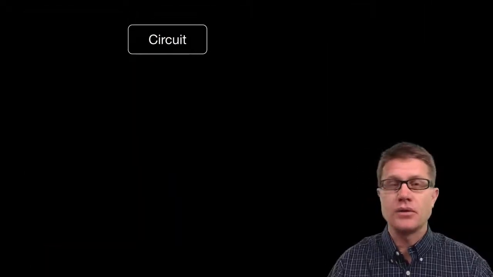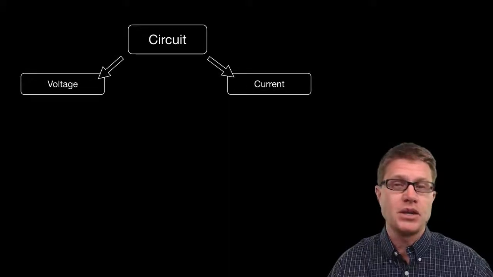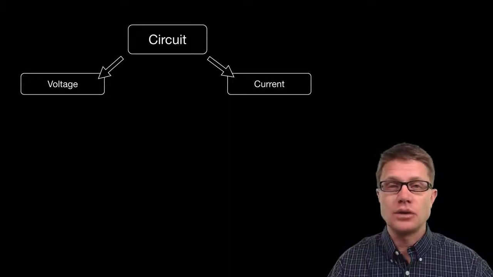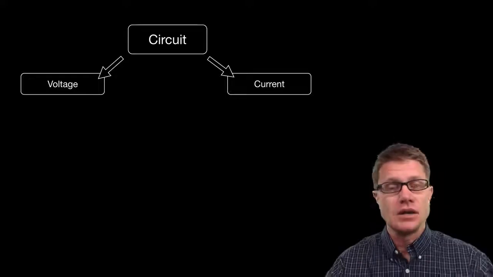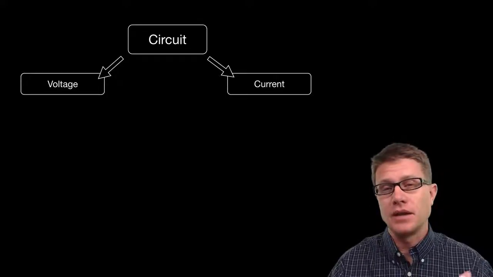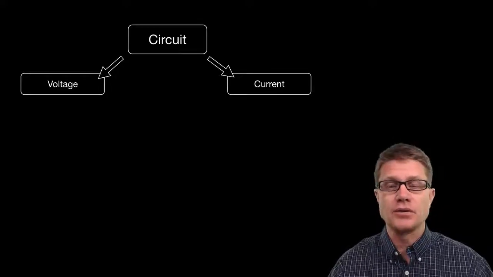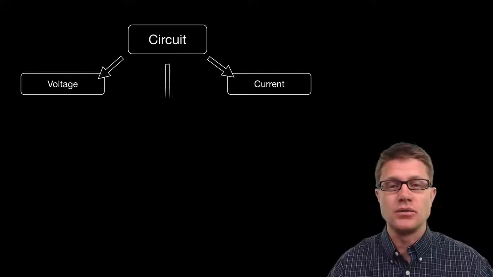To understand what's going on in a circuit, the two big things you should get are the voltage and the current. The voltage is the potential difference in different parts of that circuit, and the current is the flow. So it's really the movement of electrons through the circuit.